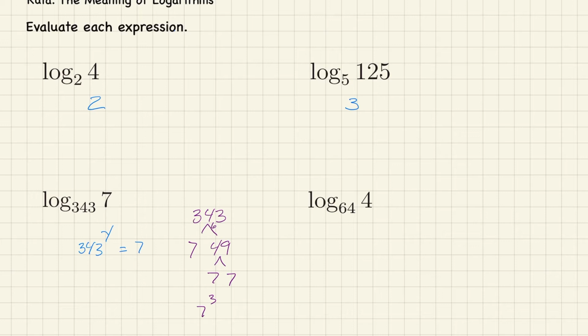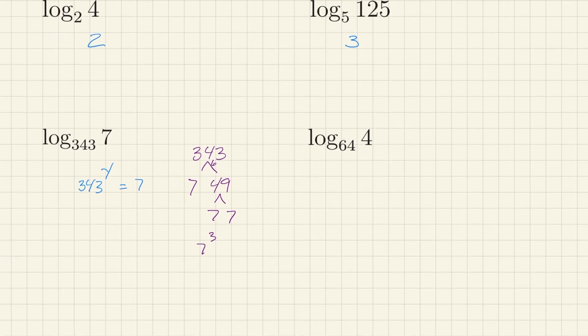So I can rewrite 343 as 7 cubed raised to the y power, which equals 7. Okay. If there's nothing in the power, it is understood to be 1. And applying our laws of exponents, we have a power raised to a power. We can multiply the powers. So this is 7 raised to the 3y is equal to 7 to the first power.